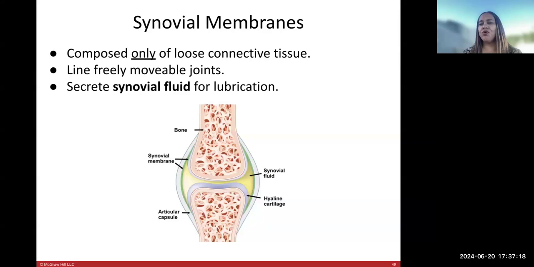Synovial membrane is composed only of loose connective tissue. It lines freely movable joints like your elbows and your knees, and it secretes synovial fluid for lubrication. We need our elbows and our knees to be oiled like the Tin Man. We don't want to become the Tin Man and become stiff. We need that synovial fluid to keep our joints freely moving.